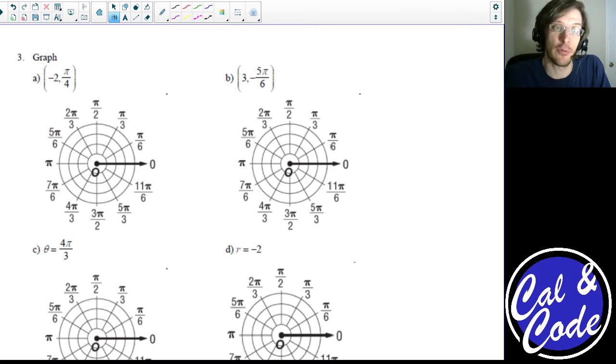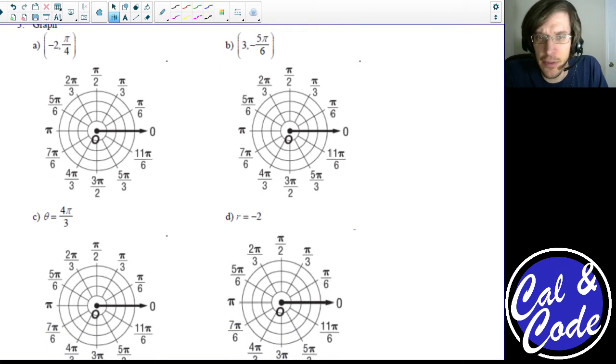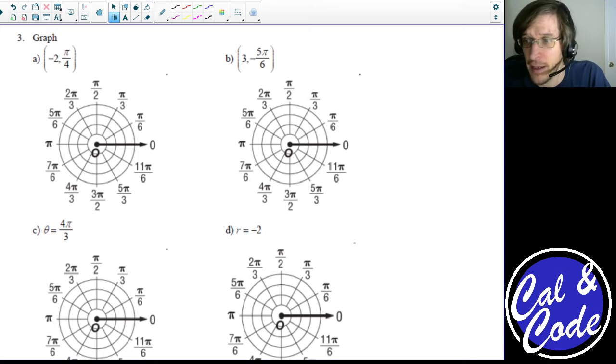Now let's talk about simple graphing. I both want to be able to graph points in polar, and I also want to be able to graph the very, very simple polar equations. So pi fourths, which I don't have a line for, but I know pi fourths lies in between pi thirds and pi sixths. I want to go -2. That means I'm going the opposite direction, 2 spaces. So where is that point? It is right here.